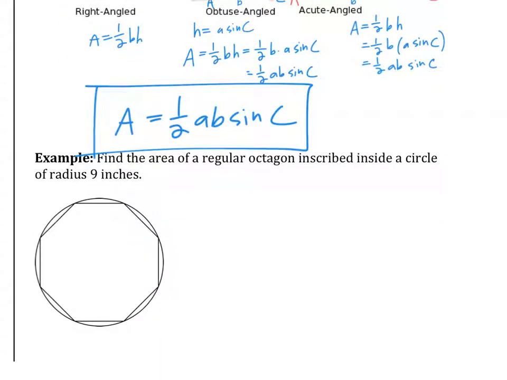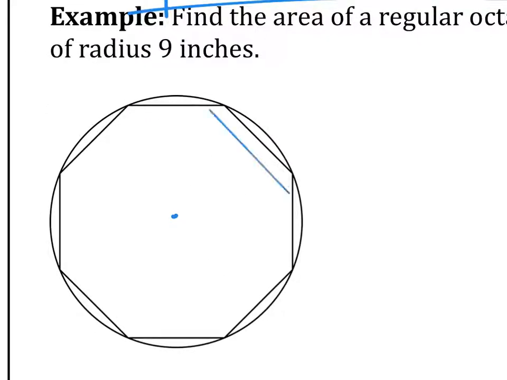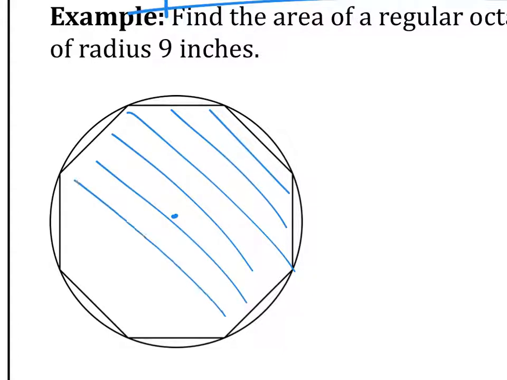All right, let's try this one. Find the area of a regular octagon. Octagon is 8 sides, inscribed inside a circle of radius 9 inches. Do you guys need me to help you get started, or you can figure out the area yourself? Okay, so you need to figure out the area of this octagon. And then you know that the radius is 9. It has 8 sides, obviously. So figure out how you're going to find the area. So go ahead and do that.